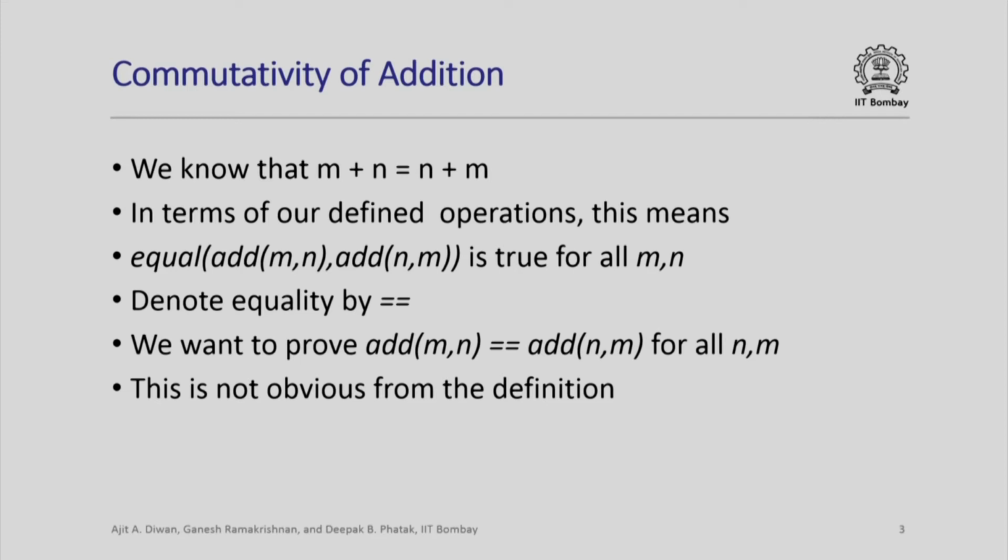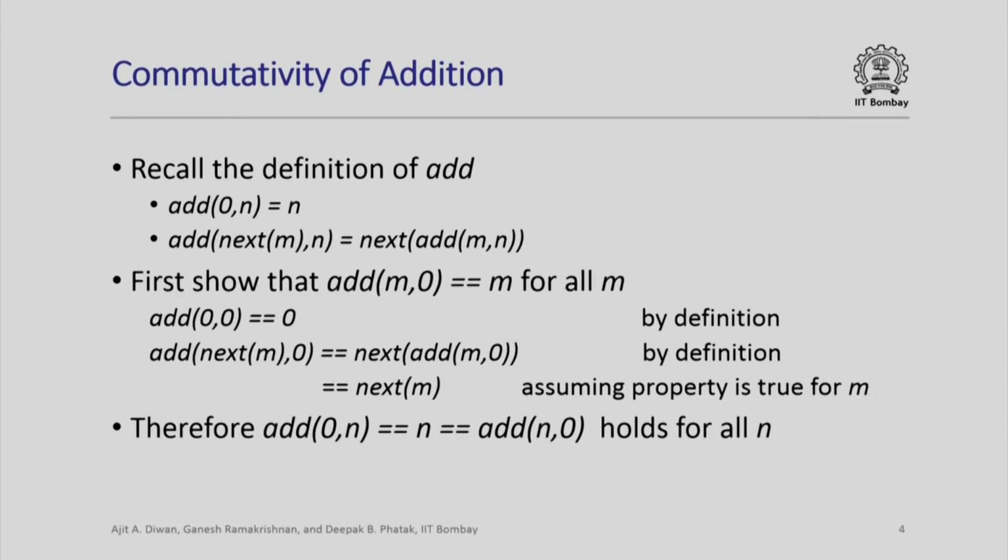This is not obvious from the definition, because if you see the definition, it is not symmetric in m and n. We have defined add 0 of n is equal to n, and add of next m comma n as next of add of m comma n. So this is not the same. If I replace m by n, this does not give me the same definition, it gives a different thing. So just by looking at this, it is not obvious that add of m of n is equal to add of n of m, but let us try to prove it.